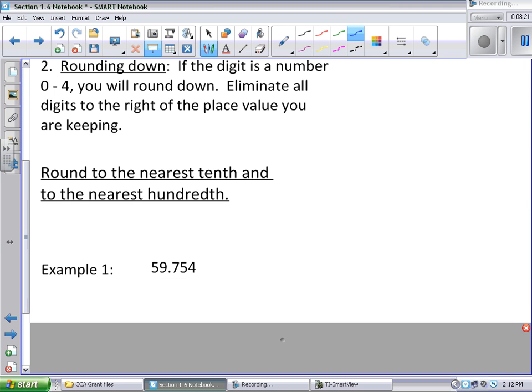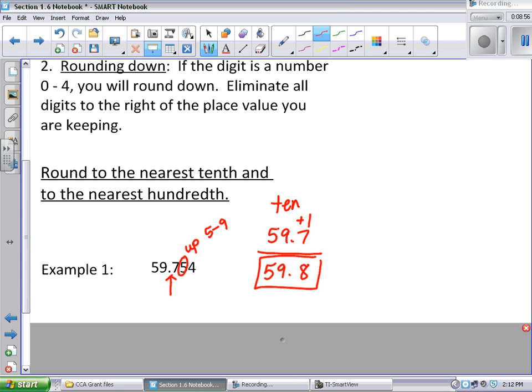So, in the following examples, round to the nearest tenth and to the nearest hundredth. Okay, for the nearest tenth, there's the 10th decimal place, it's 7. So I'm going to look at the number to the right of it. I'm rounding up because it's between 5 and 9. So rounding up tells me that I need to add 1. 59.7, I have to add 1 to the digit I'm keeping, and I get 59.8. There's my answer, rounded to the 10th decimal place.